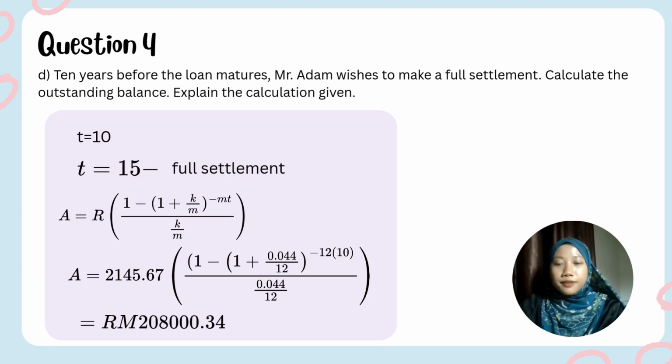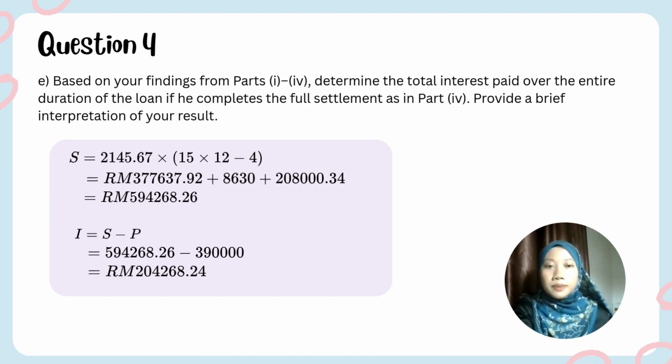Question 4D. 10 years before the loan matures, Mr. Adam wishes to make a full settlement. Calculate the outstanding balance. Explain the calculation given. For this question, Mr. Adam wants to make a full settlement within 15 years. So we need to calculate the another 10 years for Mr. Adam. So we use the present value formula, which is A equals R times [1 minus (1 plus K over M) to the power of negative MT] over K over M. So we just substitute all the amounts in this formula. The amount of R we can get from 4B. So after we calculate all this in this equation, we can get A equals 208,000.34.